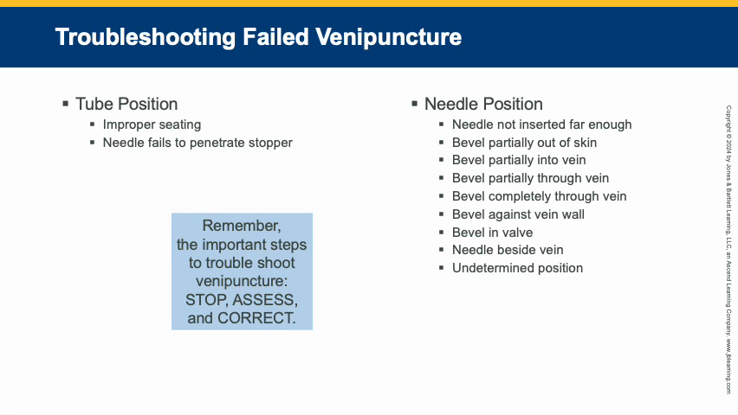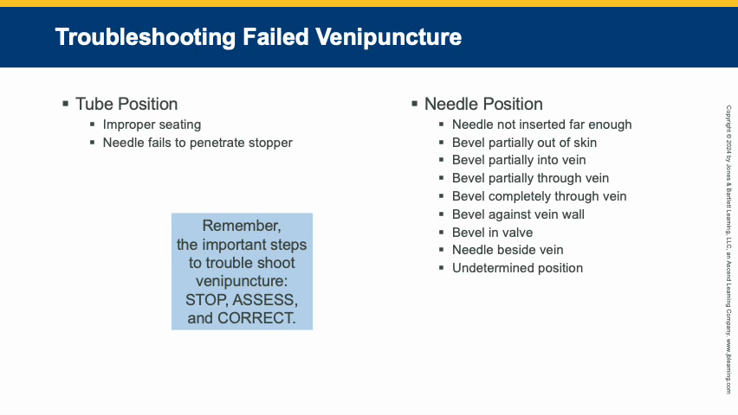The bevel is against a vein wall. Blood flow will be impaired if the needle bevel is up against the upper or lower wall of the vein. This can happen if the needle angle is wrong. Bevel is in a valve. Because veins have valves, it is possible the needle bevel could hit a valve during a blood draw. The needle bevel could be in the middle of the lumen where it should be and still come in contact with the valve tissue. Needle is beside the vein.